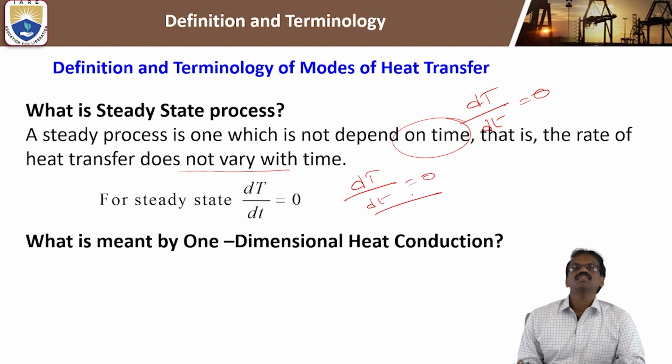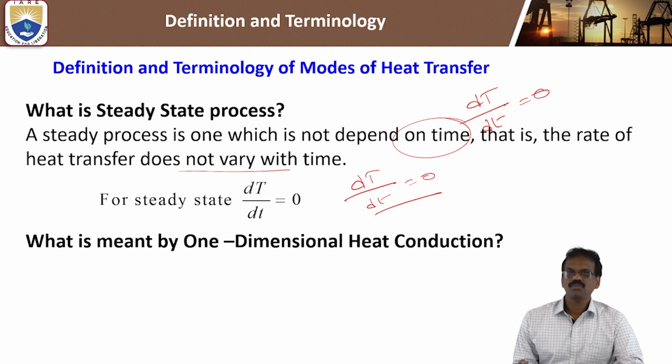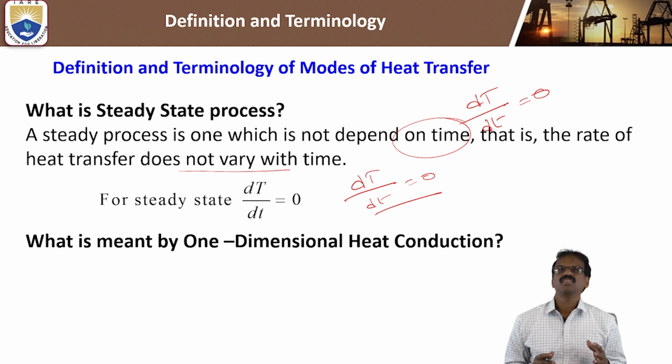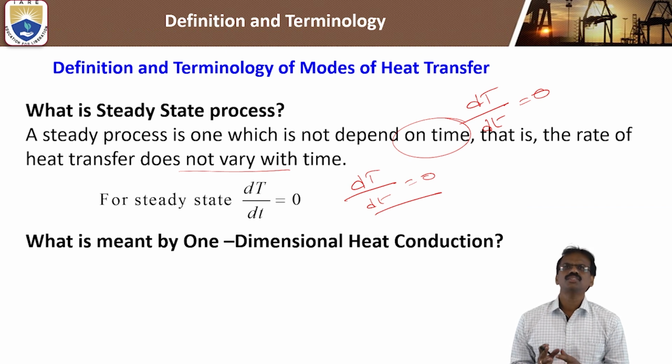The opposite one is the unsteady state condition, that is, temperature changes with respect to time. We'll see that later also. So this is the condition. Every system starts with unsteady state condition, then it reaches steady state condition.